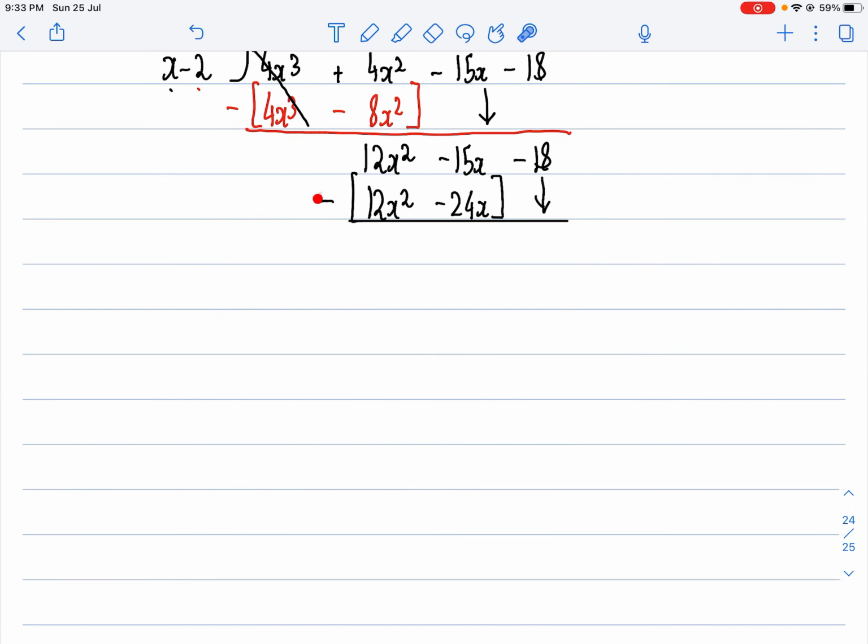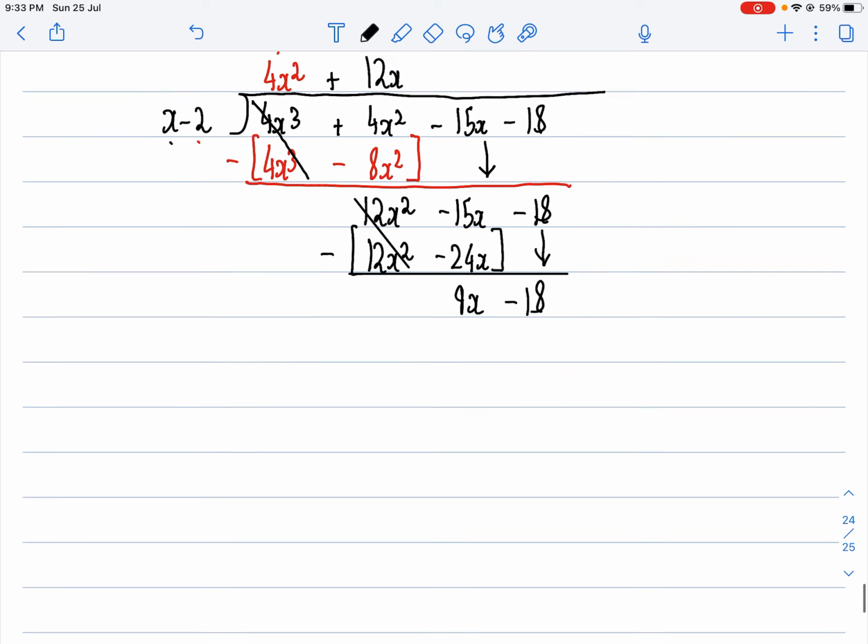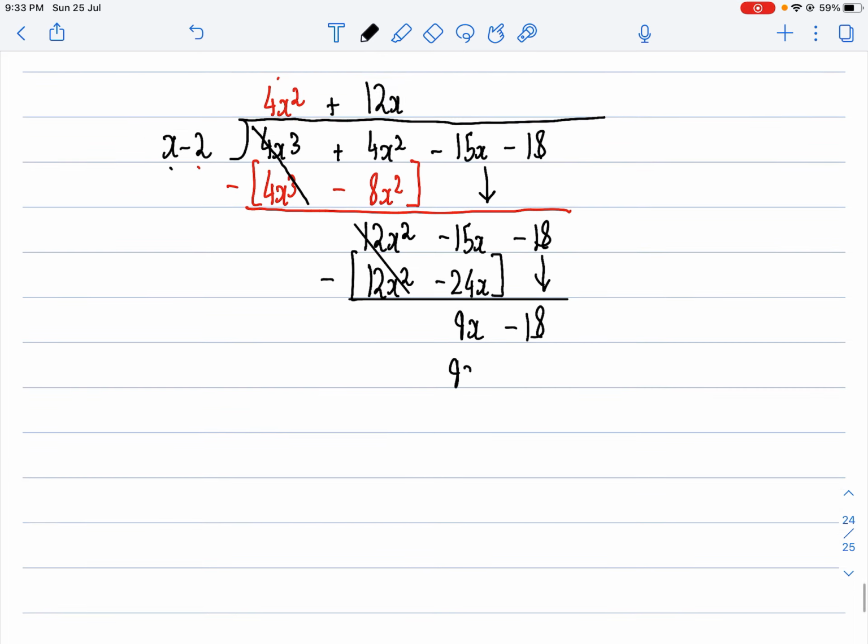Now I have negative and positive here, so this becomes negative. So 12x square minus 12x square is 0, so this cancels out. I have negative and negative here, so I get negative 15x plus 24x, which gives me 9x. So I can simply write this as 9x here, because negative 15x plus 24x gives me 9x. Okay, minus 18.